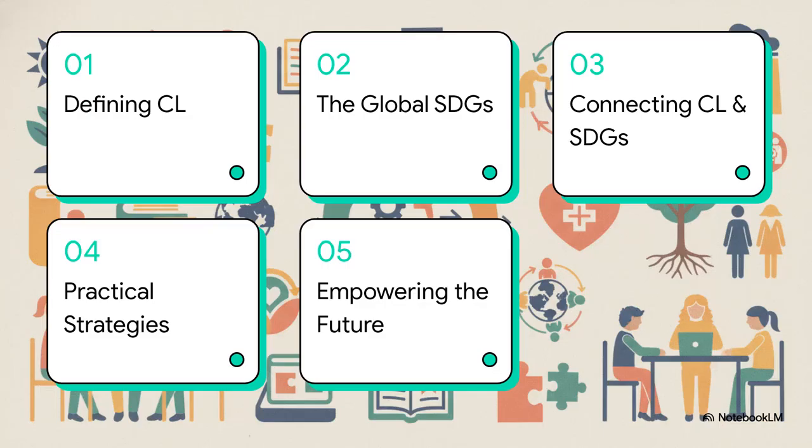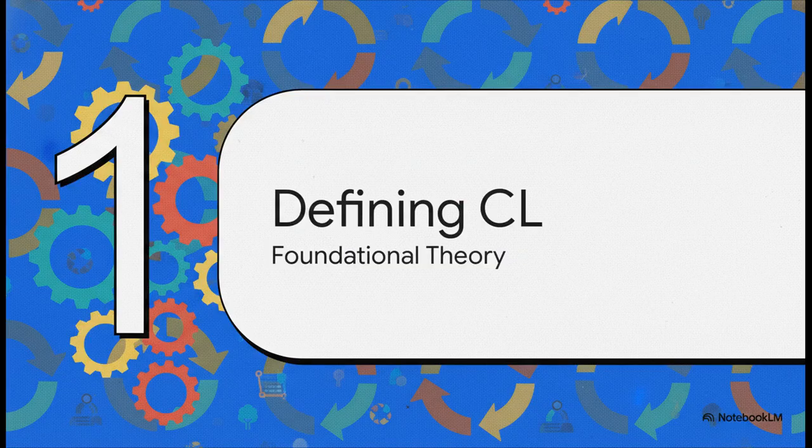Here's a quick look at our educator's blueprint for today. First, defining cooperative learning. Second, the global SDGs. Third, connecting CL and those SDGs. Fourth, practical classroom strategies. And finally, number five, empowering the future. Okay, starting with Section 1, defining cooperative learning.